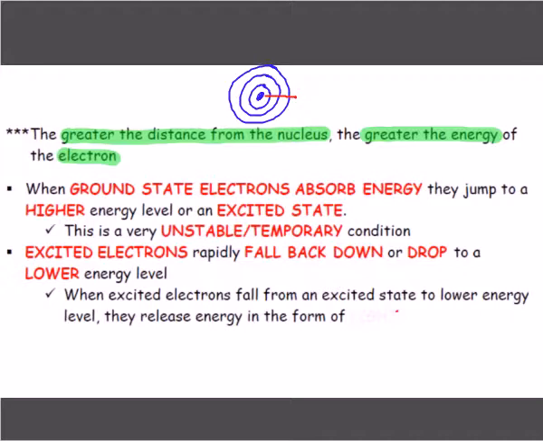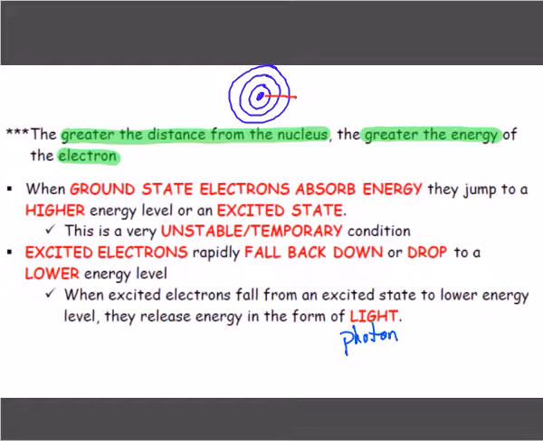When excited electrons fall from an excited state to a lower energy level, they release energy in the form of light. There's another key word you need to add to this. It's also called a photon. Okay, it's also called a photon. That light is what we actually see.